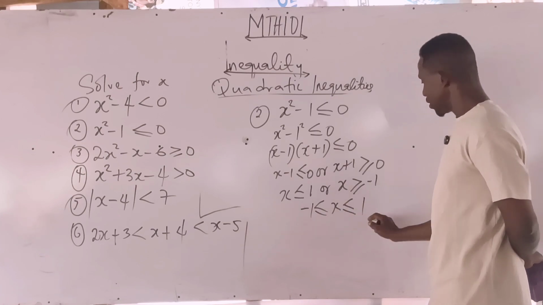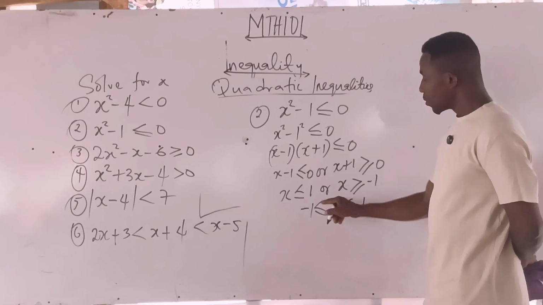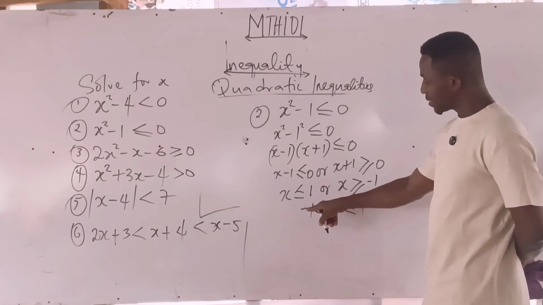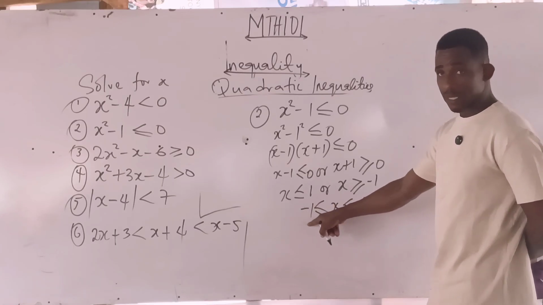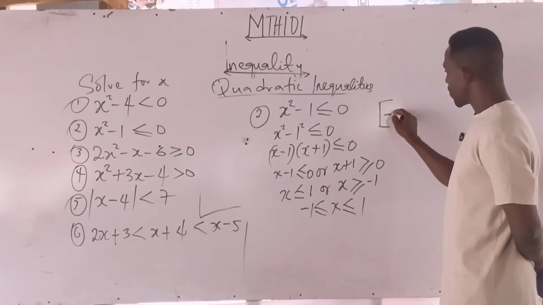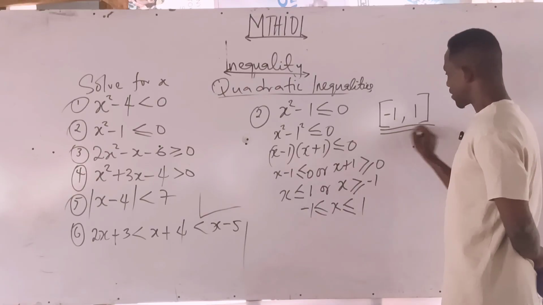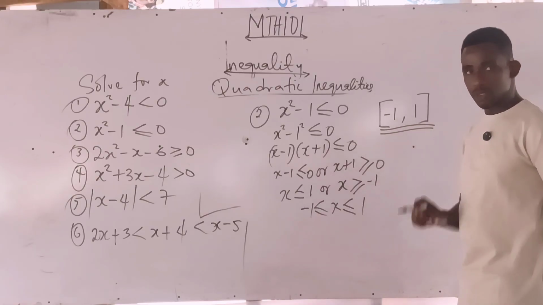So from here, what do we do again? Are we opening or closing? We are closing because it is including minus 1. Are you seeing it now? So we'll now close and say the answer is close minus 1, comma, 1 and close. Do you understand? Do you understand? Do you understand?